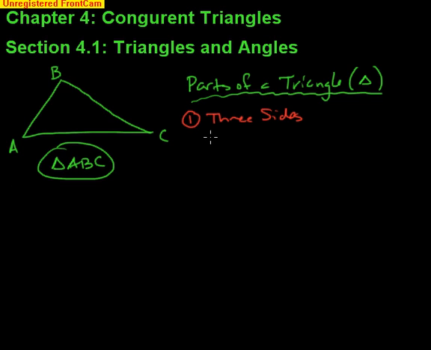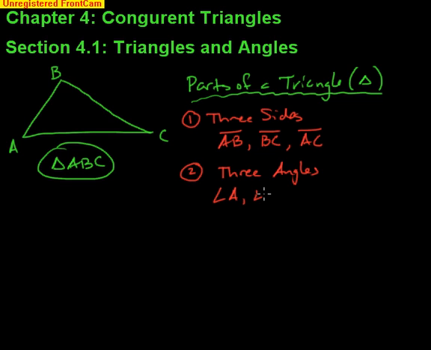The 3 sides of this triangle would be segments. So we have segment AB, segment BC, and segment AC. Okay, so those are the 3 sides. The second part are the 3 angles. Most of the time we can just use the single letter to stand for the angle. So we have angle A, angle B, and angle C.